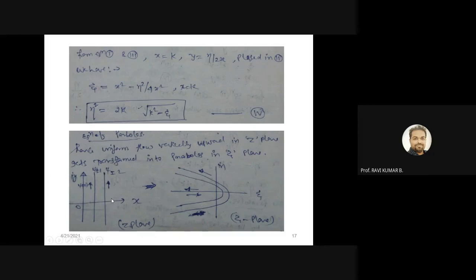In the z plane, this is the vertical flow, like this. So psi 1, psi 2, psi 3 we can draw. This is uniform flow vertically going up, which is getting transformed into the parabola in the zeta plane whose vertex is on the positive xi axis. Flow is coming like this and going like this. So that's the third case that you have seen. You can draw like that. So any doubt in this?